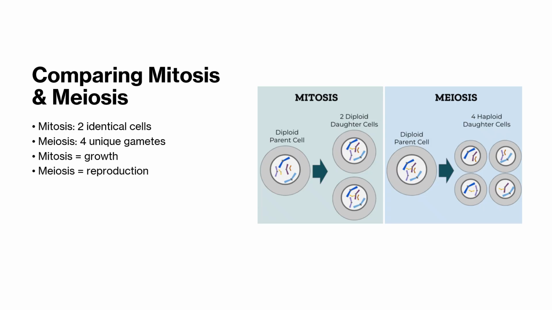Meiosis and mitosis share similarities but serve entirely different purposes. Mitosis creates identical copies used for growth and repair. Meiosis, however, produces gametes for sexual reproduction. Mitosis results in two identical diploid cells, while meiosis produces four genetically varied haploid cells.